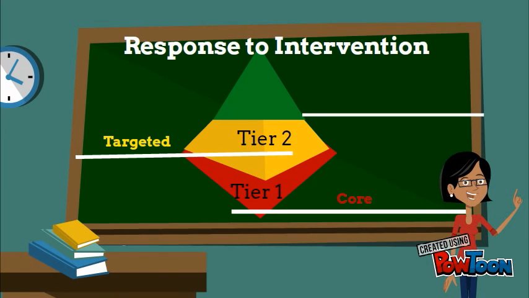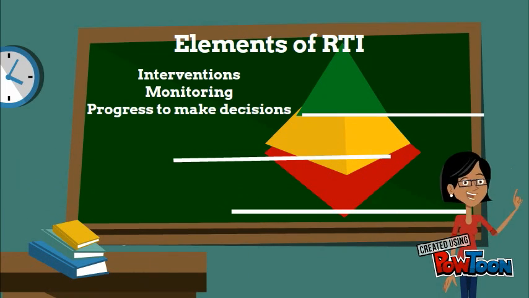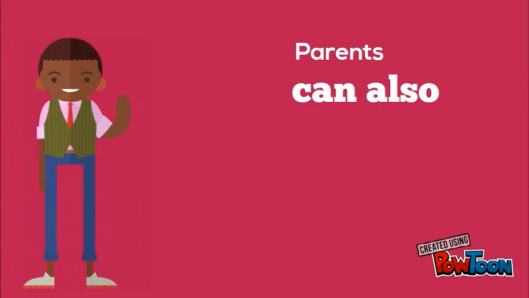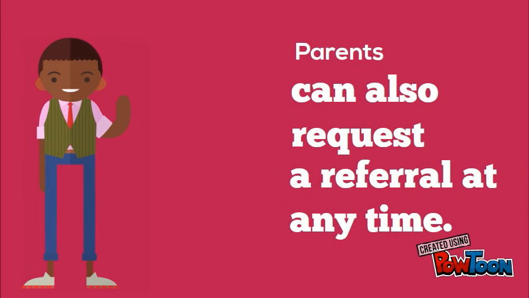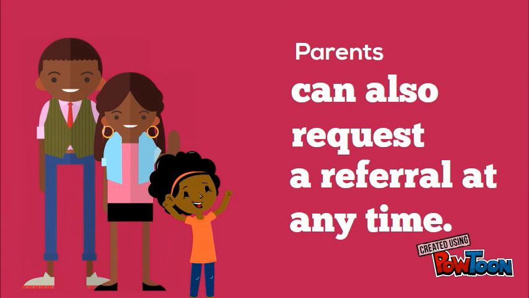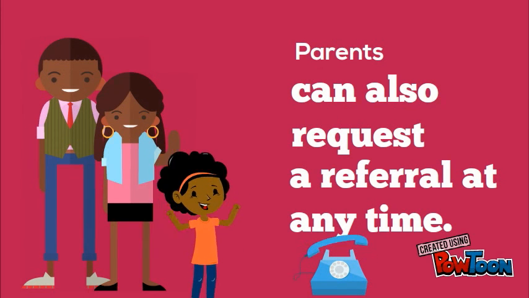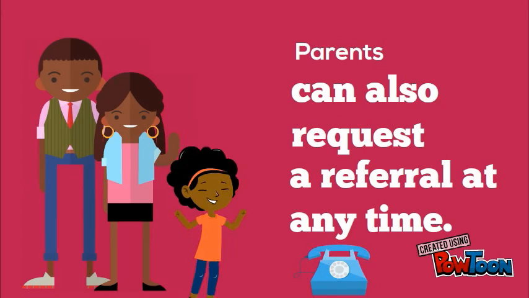RTI is an approach that many schools use for identifying and helping children at risk for not meeting grade level standard. Elements of RTI: provision of scientific research-based instruction and interventions in the general education classroom, monitoring and measurement of the child's progress, and the use of the measures of progress to make decisions. A child does not need to advance through each tier of the RTI system before a referral for special education is made. Parents can also request a referral at any time regardless of whether the child is receiving interventions through RTI.